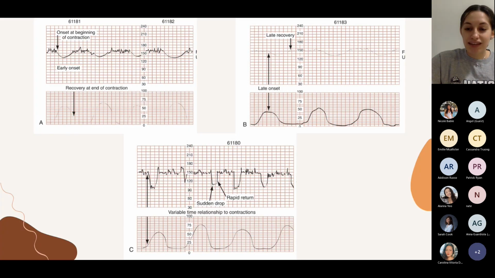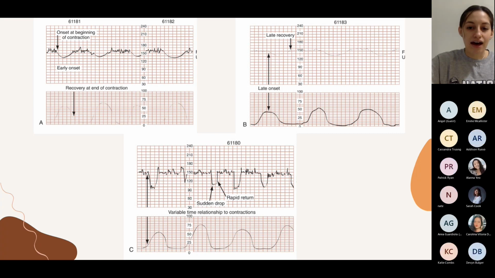All right, so these again, just if you are a visual learner, if they're a little bit hard to see, I will be sending out a PDF of all of these slides so you can zoom in and see them. But for the first one, you're going to see those early decels, and they mirror mom's contractions. So it's just like if you folded the paper over, they would mirror each other.